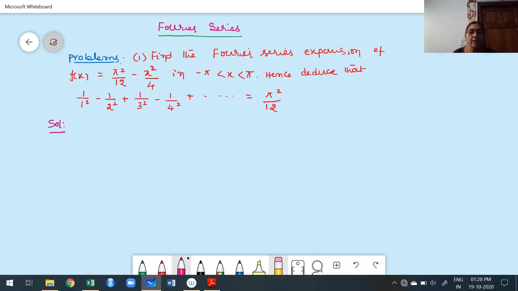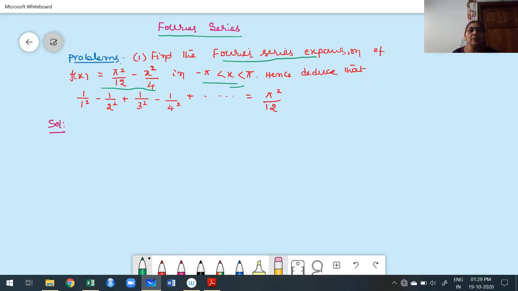But first we have to concentrate on how to construct the Fourier series expansion for the function f of x equals pi square by 12 minus x square by 4 in the range minus pi to plus pi. I told you a number of times, whenever I have to construct the Fourier series for a function, don't observe the function, first you observe the interval. The given interval is in the form of minus pi comma plus pi.